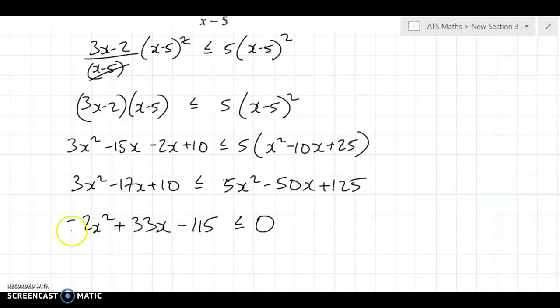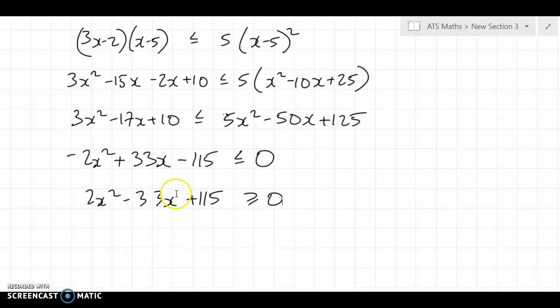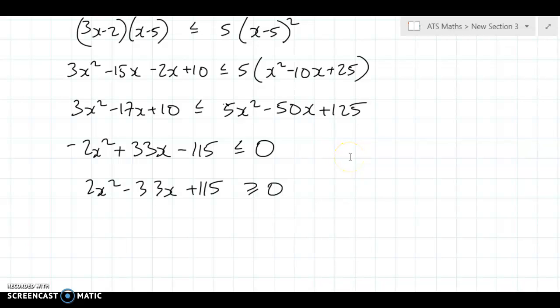Now I don't like to look at this minus. I can multiply across by minus 1 and get 2x squared minus 33x plus 115 is greater than or equal to 0. The sign flips when you multiply or divide across by a negative number. And now we're going to solve this. Now you see this is a positive quadratic, so it's probably got 2 roots and it's a smiley face. So it's greater than or equal to 0 out this way and out this way.